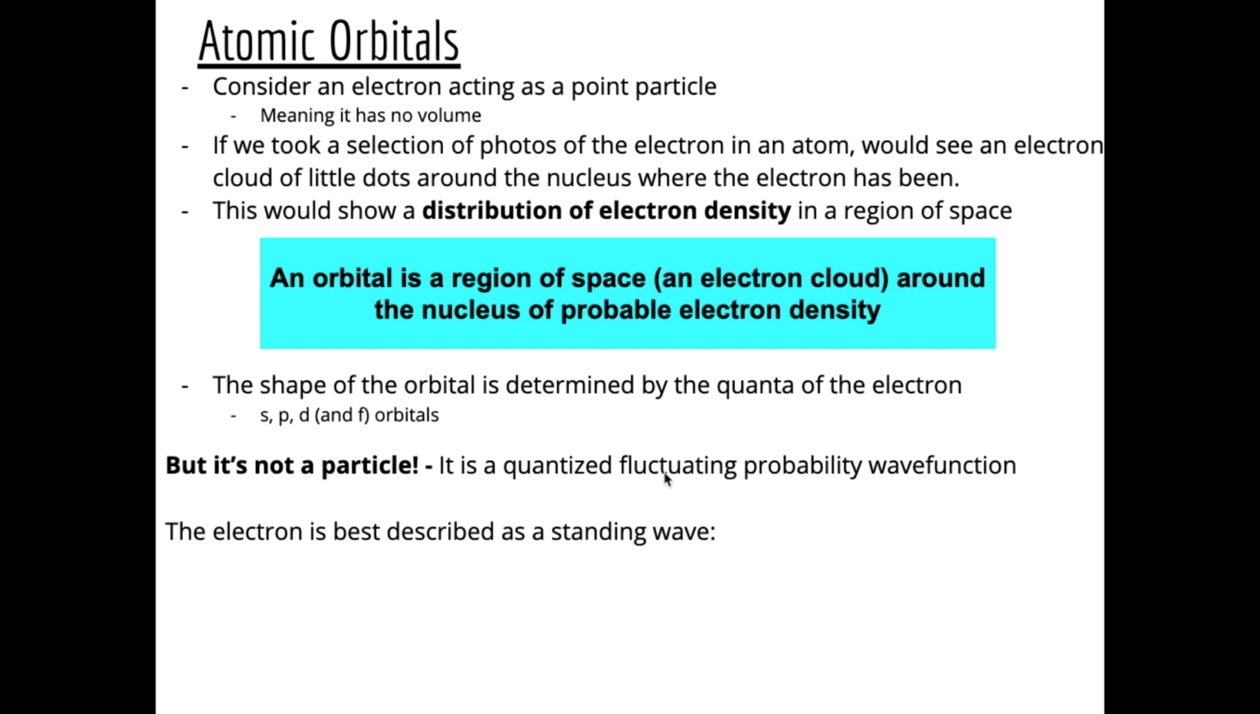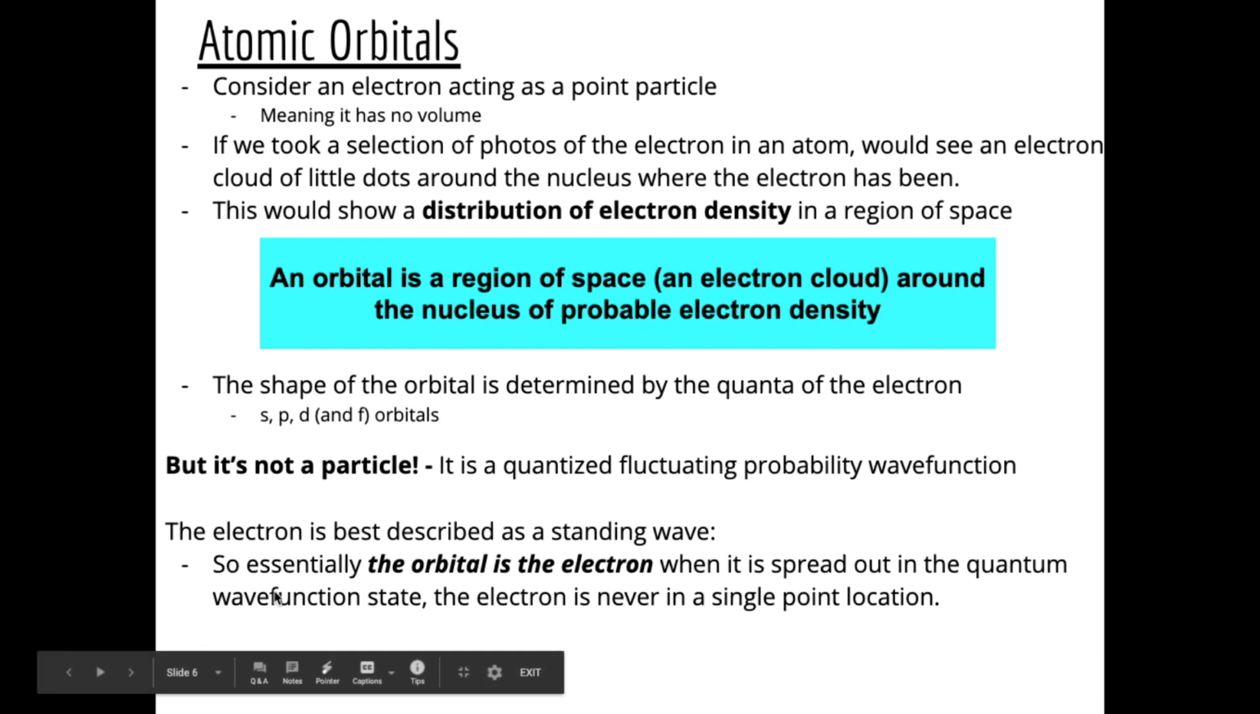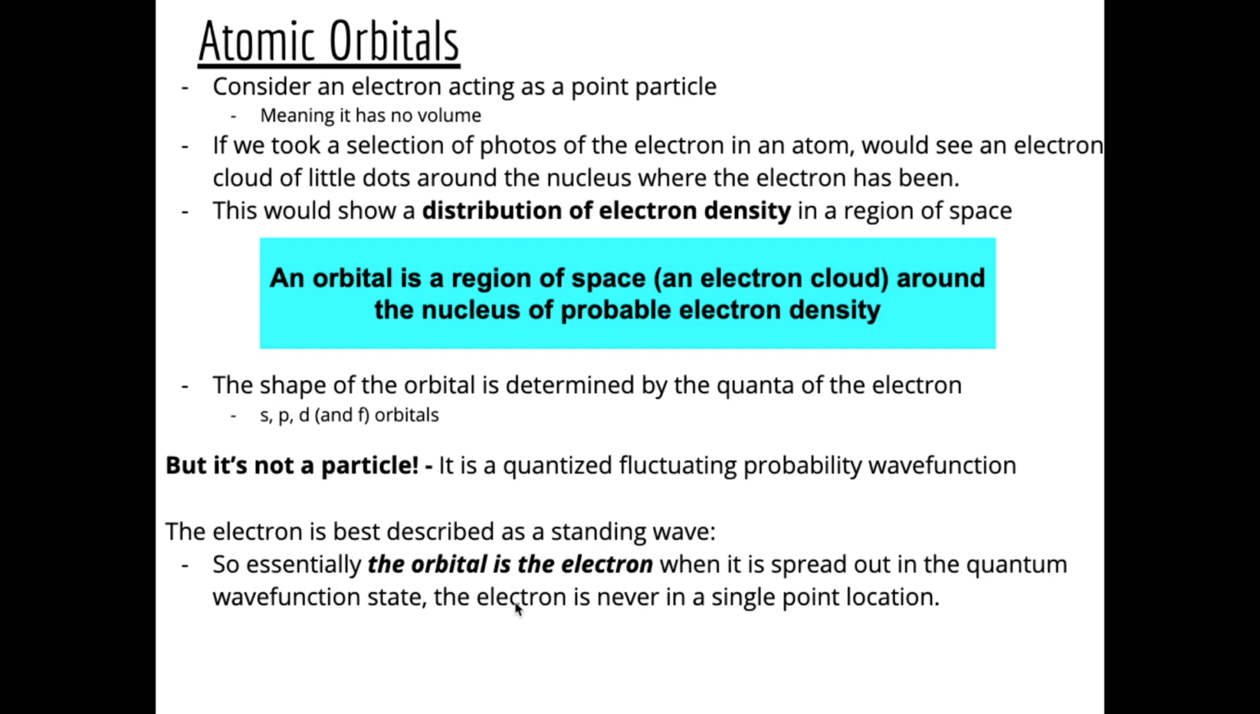So the electron is best described as a standing wave. That's what I just said in the previous slide. So essentially the orbital is the electron. So we describe the orbital as a region of space where there's probably an electron, but really the electron is the orbital itself when it's spread out in the quantum wave function state. The electron is never in a single point location.